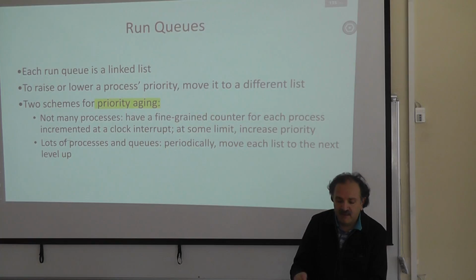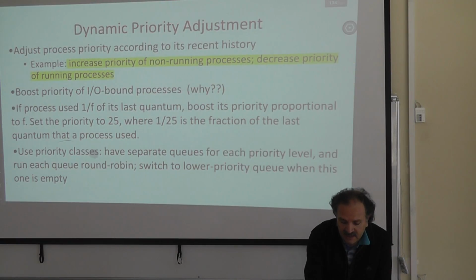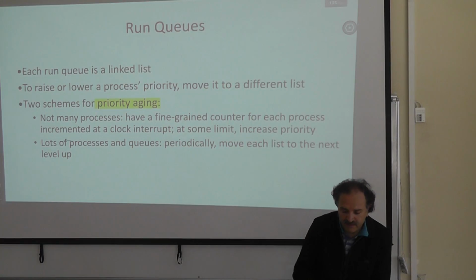If you don't have many processes, then you can do it with respect to each process. But if you have many processes, thousands of them, you don't want to do priority adjustment for each one. So you put them into priority classes and move the classes up and down, merge them or separate them to different levels. Okay. So this is another approach for doing the run queues. Okay, any questions?